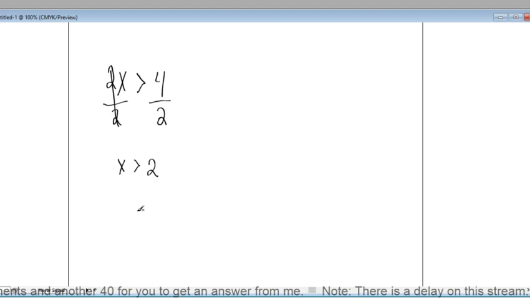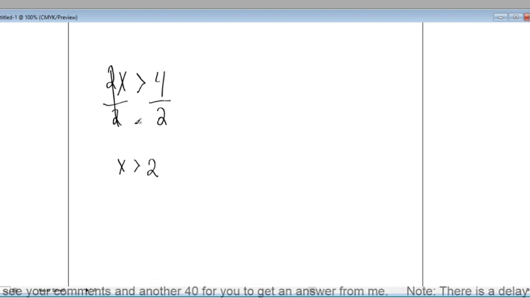Okay, so this is still a condition. The condition here is that x has to be greater than 2 in order for this original thing to make sense. And yeah, if we plugged in something that was not greater than 2, for instance, if we plugged in 1 for x, that would be 2 times 1. 2 times 1 is 2. Is 2 greater than 4? No. However, if we plug in something bigger than 2, say 6, so 2 times 6 for our x, that'd be 12. 12 is indeed greater than 4.